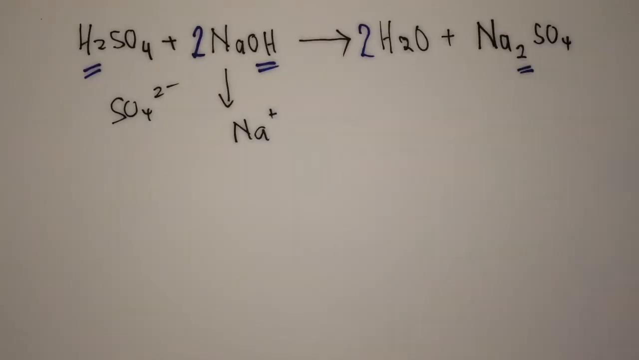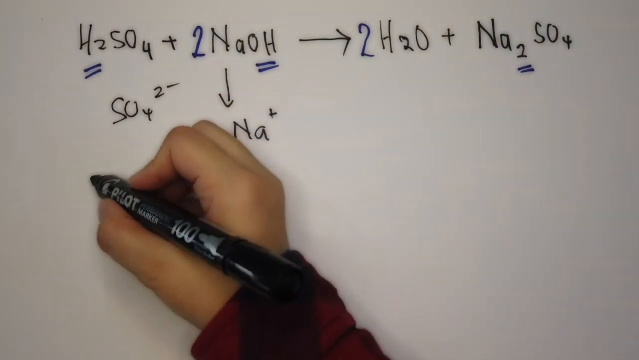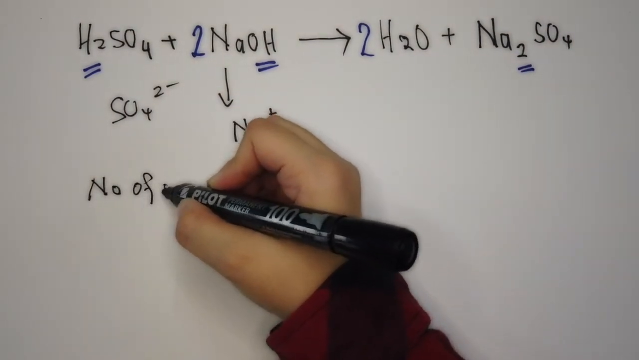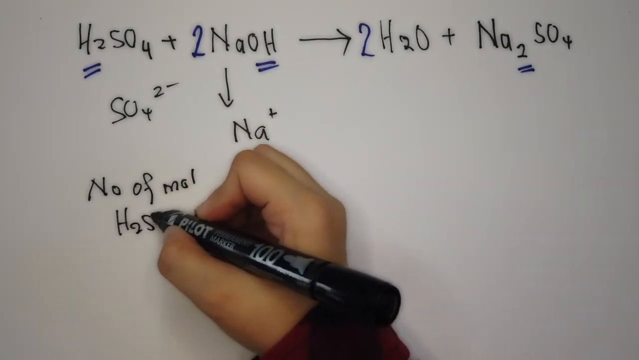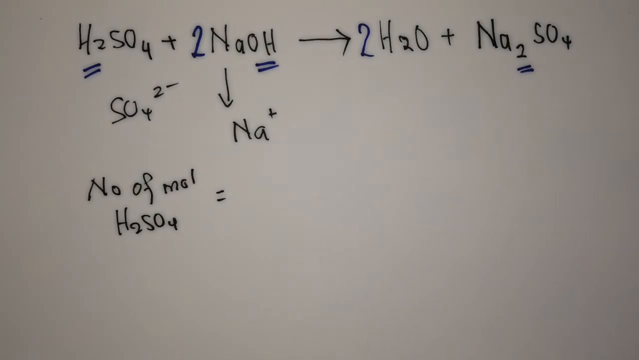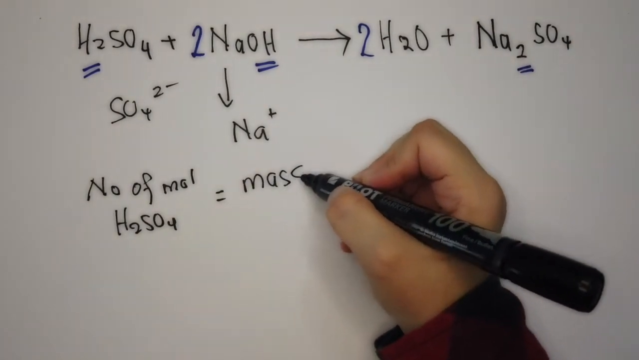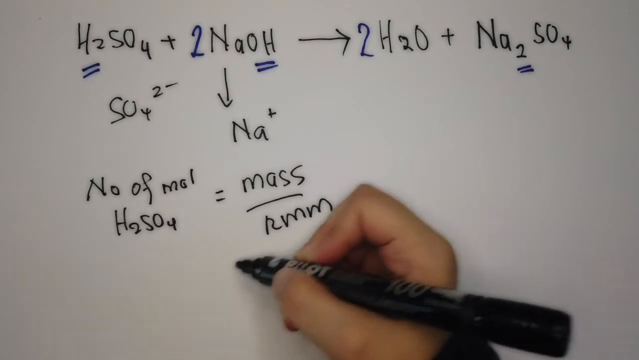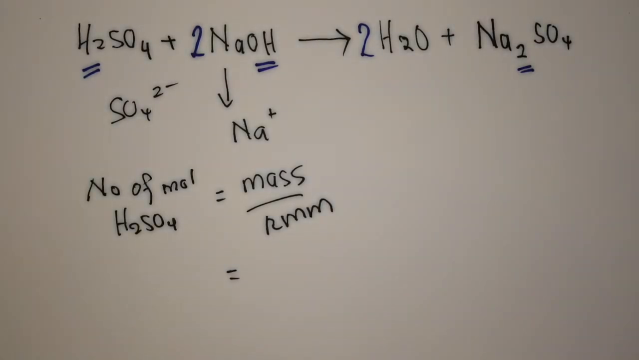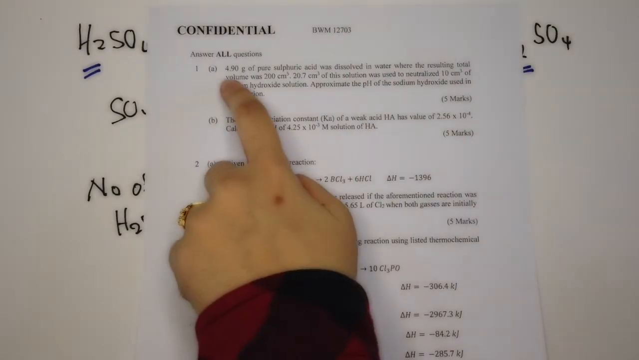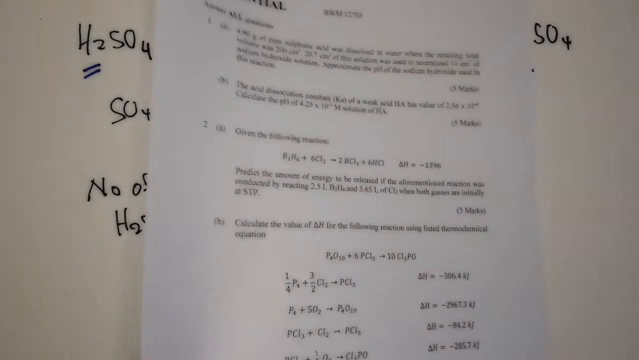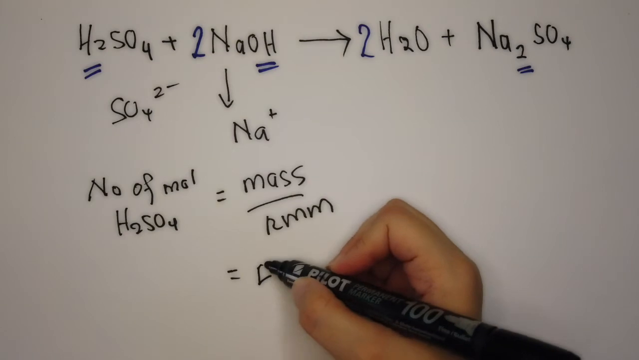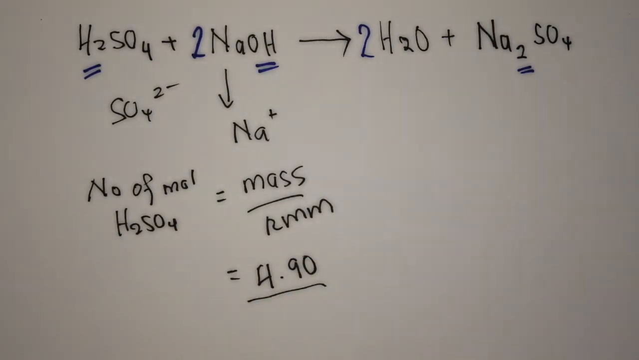Alright. So what is the next step? So the next step that you need to do is you need to find the number of mole for H2SO4. So we are going to calculate the number of mole for H2SO4. Alright, the number of mole is equivalent to mass over RMM. Okay, so what is the mass of your H2SO4? So here, pure sulfuric acid, the mass is 4.90. So 4.90, that is the mass.